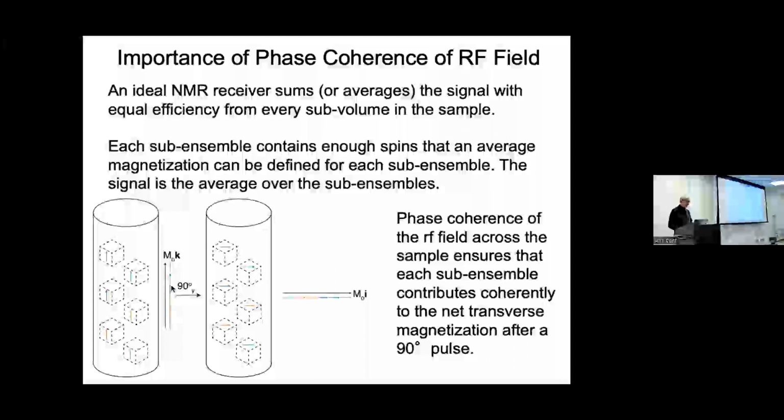Whereas if we had a huge dispersion in phase, so that the top of the sample saw a Y pulse and the bottom of the sample saw a minus Y pulse, then these little subensembles would tend to cancel each other, and we wouldn't generate coherent transverse magnetization. We would just generate a saturated system.